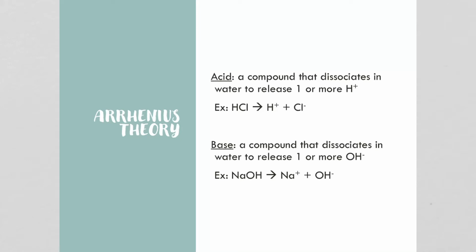So an acid in the Arrhenius theory is a compound that dissociates in water to release one or more hydrogen ions, also known as protons. Remember, when you release a hydrogen without its electron, all that's left is a proton. So the example would be hydrogen chloride or hydrochloric acid dissociating into a proton and then the chloride ion. The chloride would keep the electron from hydrogen to make this a proton and then the chloride ion.